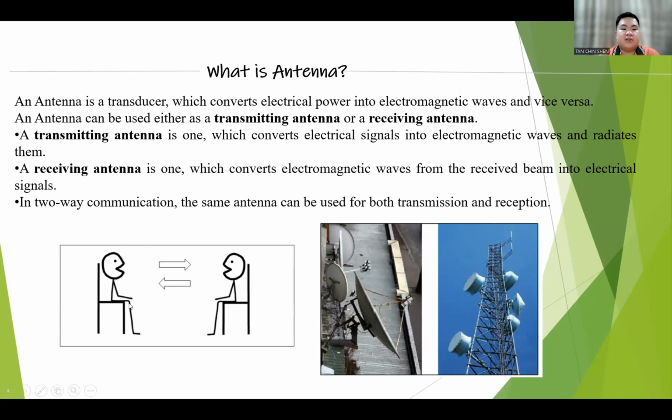An example of a transmitter and receiver is two people communicating. One will be sending information, then the other one will receive. The same goes from the receiver to the transmitter. This is an example figure of an antenna design.